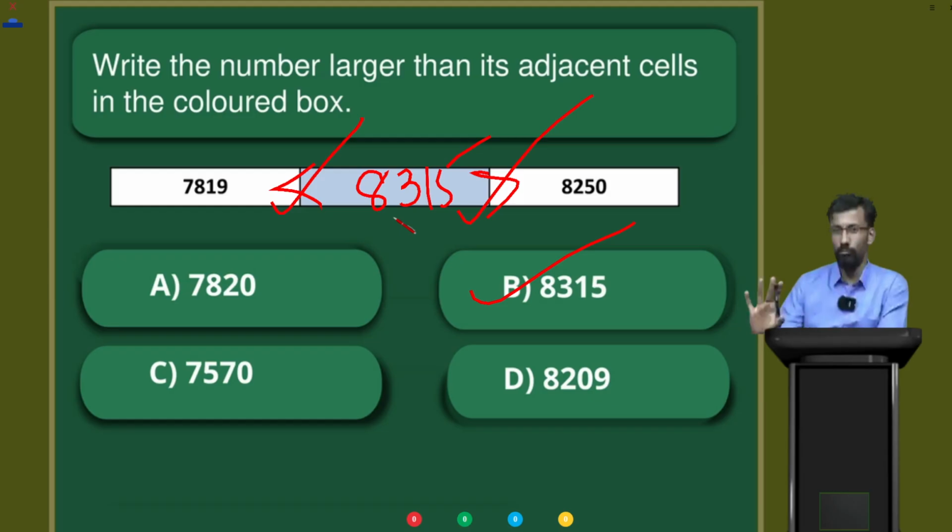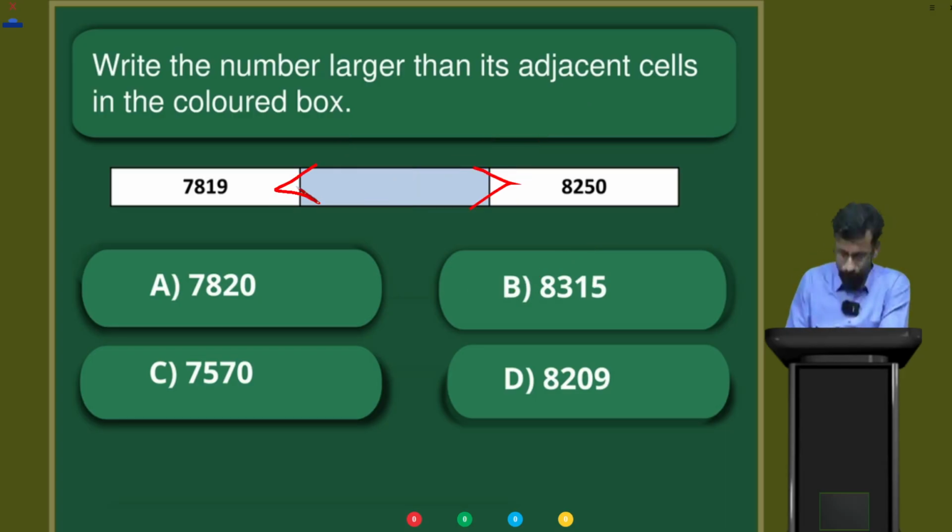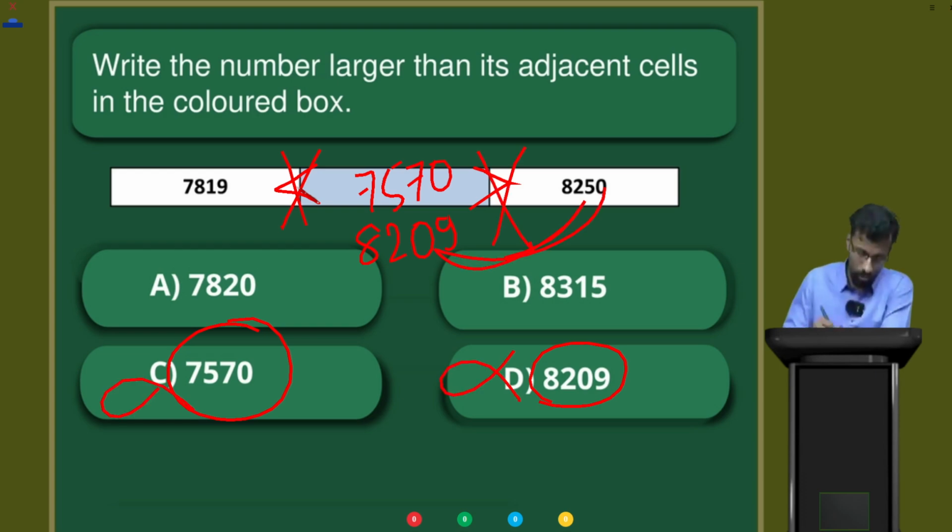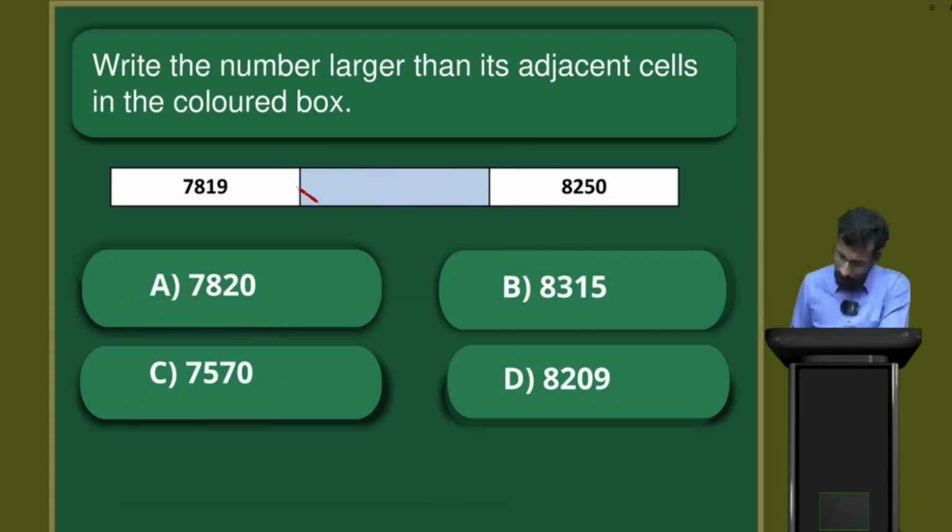So if you learn how to eliminate the options, you can easily get the answer. That's our hint, that's our logic. If I put 757, this one is not correct. And suppose we take 8209, if we compare these two, that one is not correct, so these two are also done. So option number B will be the correct answer. This is the option elimination method. Okay, fine.